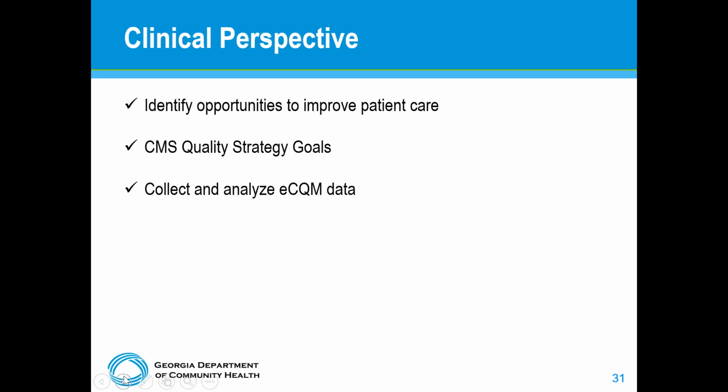And I think the goal here is to prevent harm that's caused by either misinformation or not having information. Sometimes you just don't know what's going on with a person, and things happen for lack of information. And number 2 is to strengthen person and family engagement as partners in their care. 3 is to promote effective communication and coordination of care.